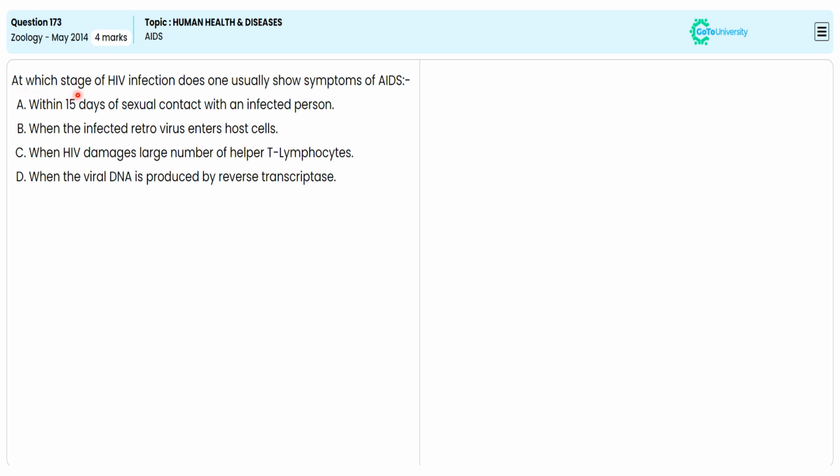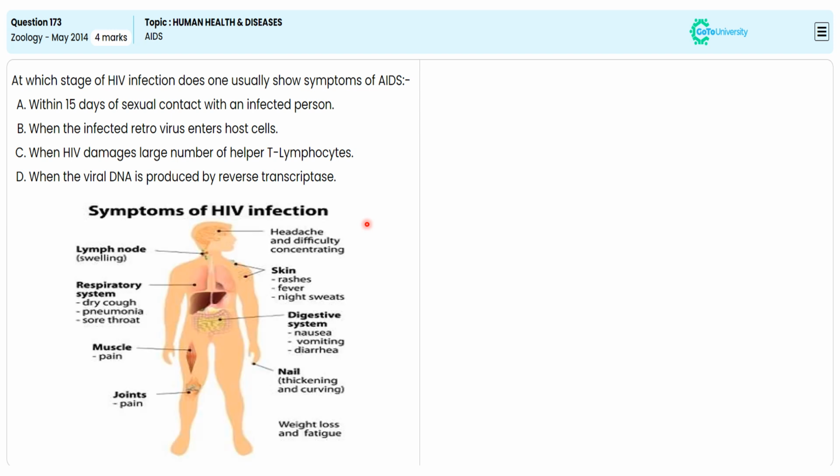In this multiple choice question, from the given options, they are directing us to specify the correct option, illustrating at which stage of the HIV infection does one usually show symptoms of acquired immunodeficiency syndrome. For this, let me understand the symptoms of human immunodeficiency virus infection in human beings.